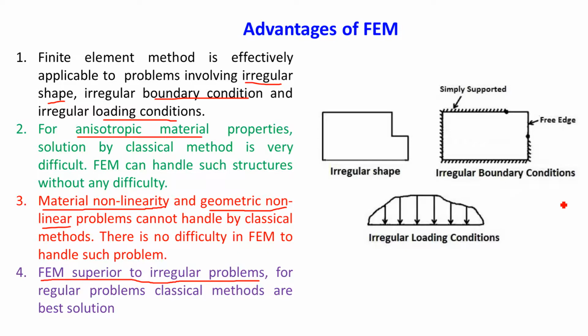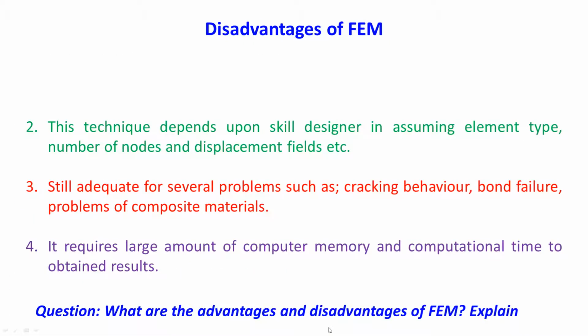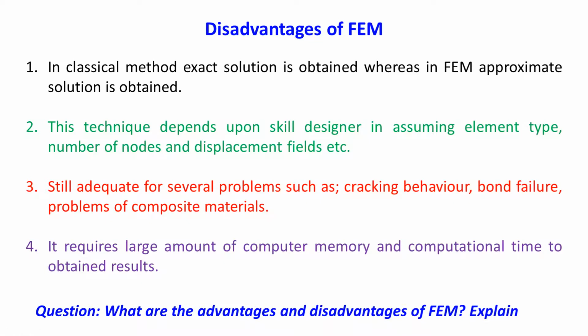Of course, every method has disadvantages, so FEM also has disadvantages. The very first disadvantage is, in the classical method we get the exact solution for the problem, whereas since FEM is a numerical technique of analysis, it gives you an approximate solution. So the first disadvantage is that FEM gives an approximate solution.